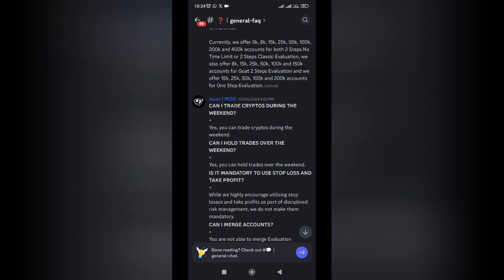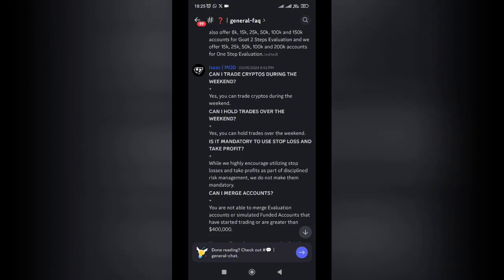Understand? So, can I trade cryptos during the weekend? Yes, you can trade cryptos during the weekend. Can I hold trades over the weekend? Yes, you can hold trades over the weekend. Is it mandatory to use stop loss and take profits?